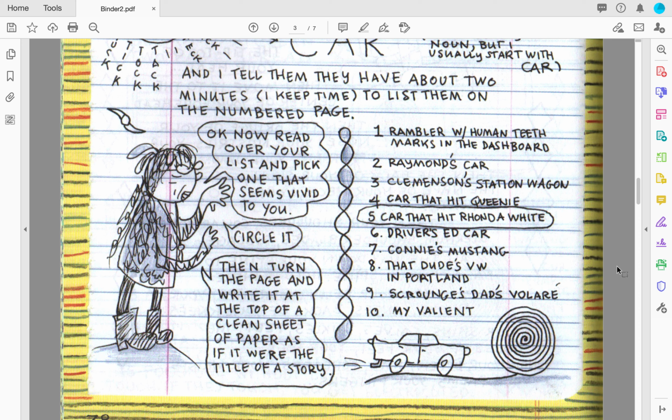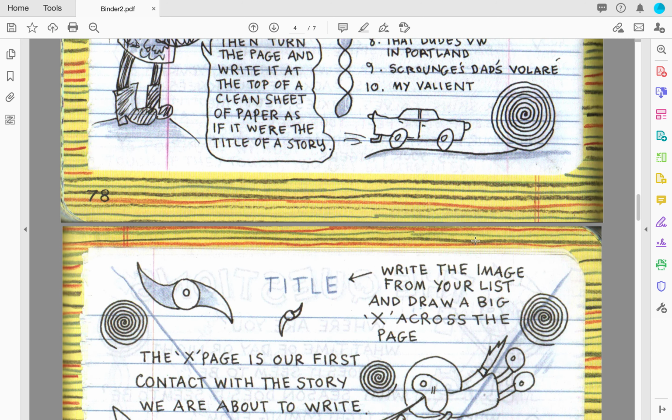Now at this point, you've filled up both sides of that spread, so I'm going to have you flip open to the next 2 pages that are blank, and I'm going to have you draw big X's across them both, and you'll see in a minute what that looks like. Once you've drawn X's across both of those pages, I want you to write that memory, in this case, car that hit Rhonda White, at the top of the page on the left, as if it were going to be the title of a story that you were going to tell us.